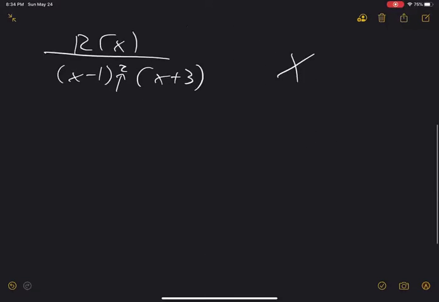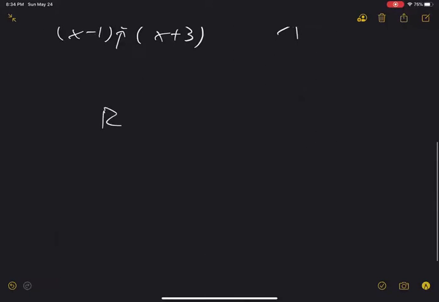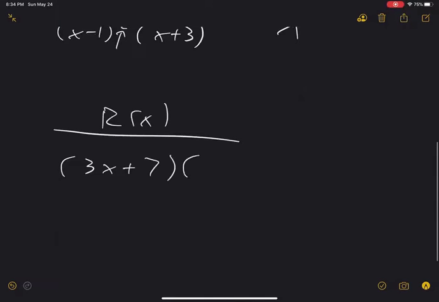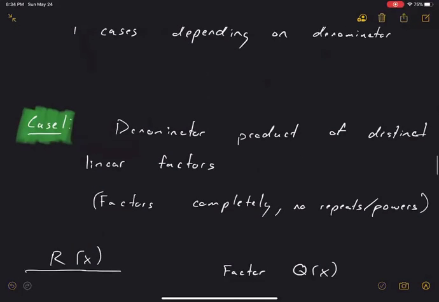All right. So what do I want? Again, I want distinct linear factors. All of these things are linear, and none of them are the same. It doesn't matter if there's a coefficient here or if that's some constant, as long as they're linear and no repeats or powers. Okay, so that's case 1.